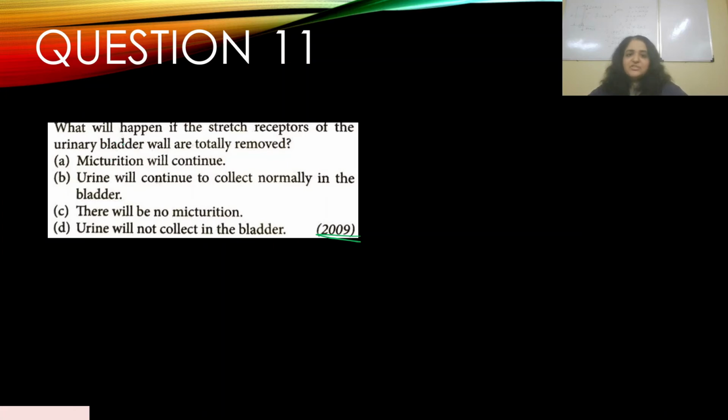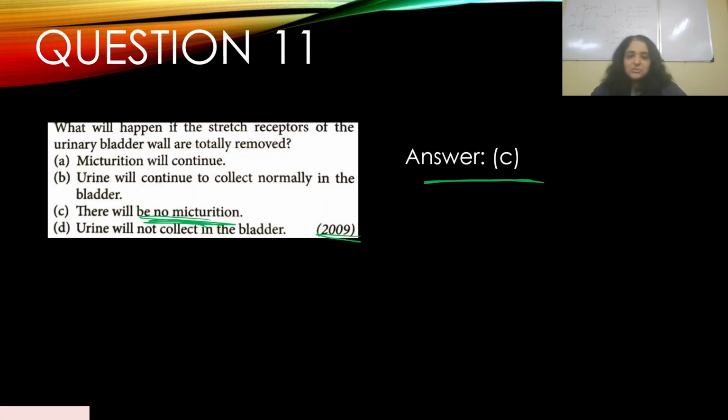Okay, so what will happen if the stretch receptors of the urinary bladder wall are totally removed? Now, stretch receptors play a role in the micturition reflex. That is the time when you want to go to the bathroom, right? So if the stretch receptors are removed, then there will be no micturition. So let's look at the answer. The answer is C. There will be no micturition.